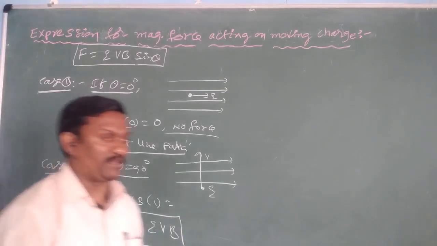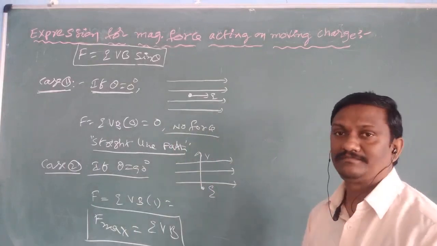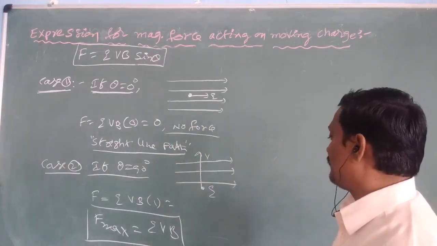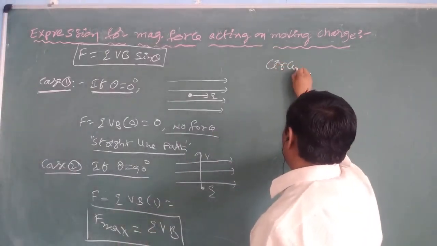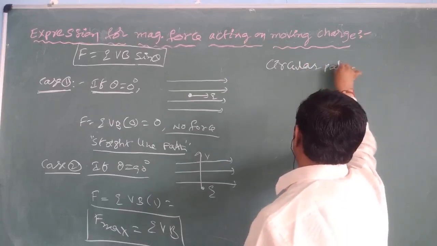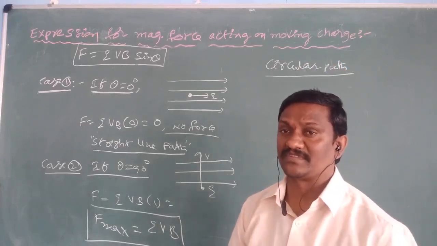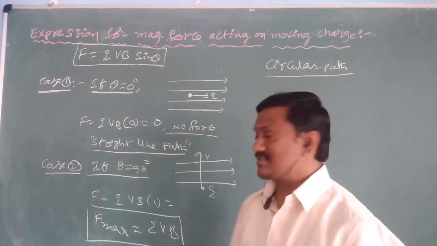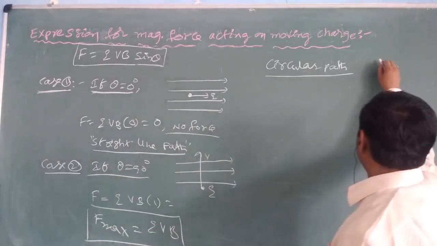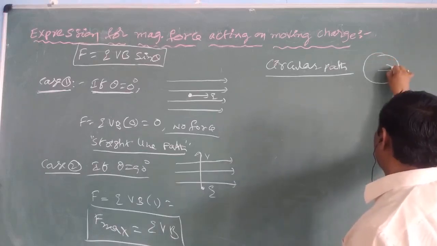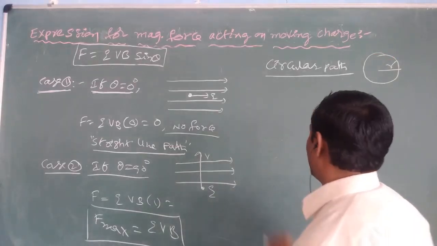So when a charge is moving perpendicular to the magnetic field, a maximum magnetic force acts on that moving charge. Under the influence of the maximum magnetic force, the particle follows a circular path of radius r. So theta value 0 means a straight line path, and 90 means a circular path.